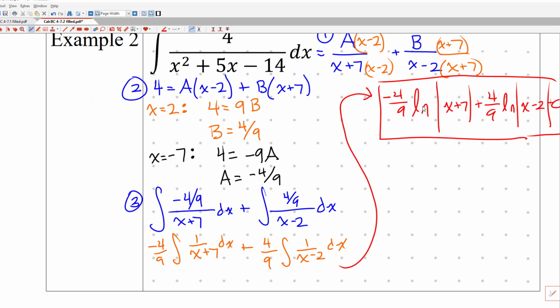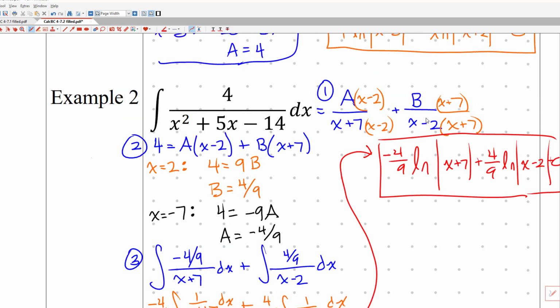Will your answer always have natural logs in them? Pretty often, yes. I would say almost always, because the way that we set this up is we have a number over something with x in it, and you can always factor out that number, which means you'll almost always have a natural log. Very rarely will you not have a natural log.